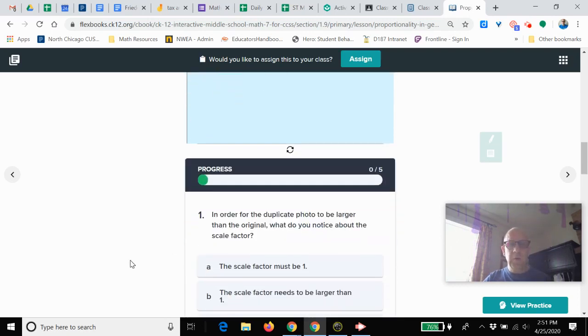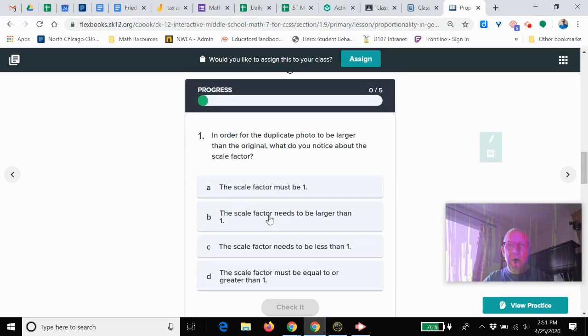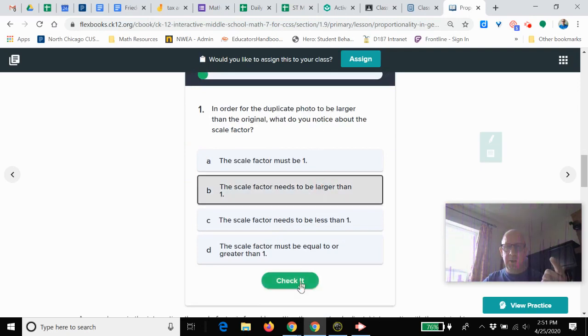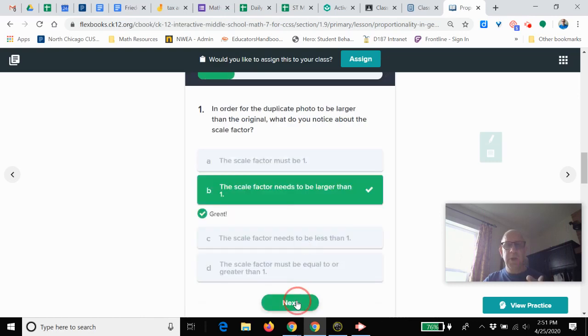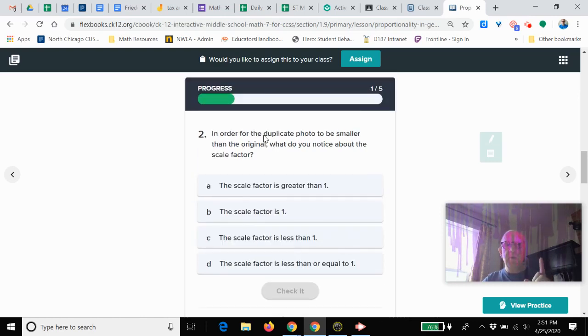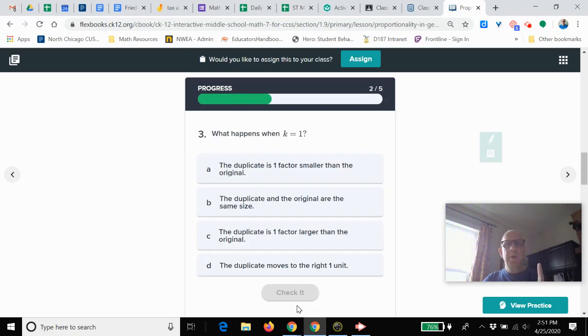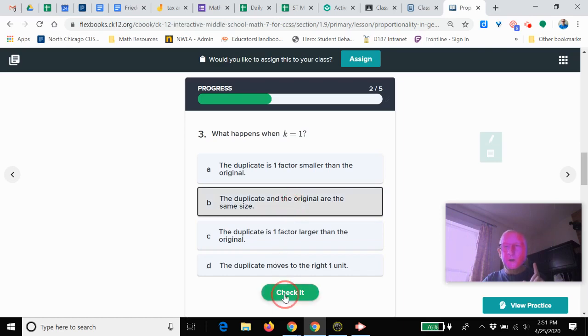Let's say I go through a couple questions here, right? So for the duplicate photo to be larger, the scale factor has to be what? Yes. If the duplicate photo is going to be smaller, then the scale factor has to be less than 1. What happens if our scale factor is exactly 1? They are the same size.